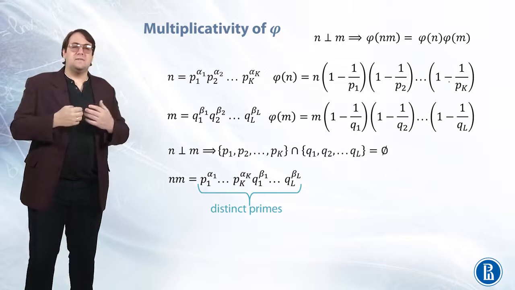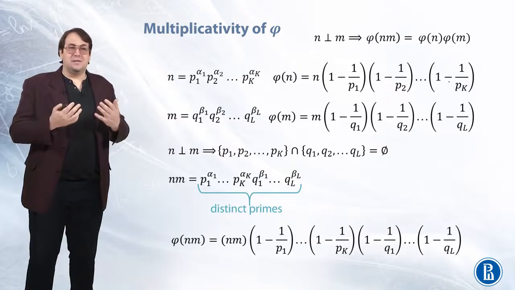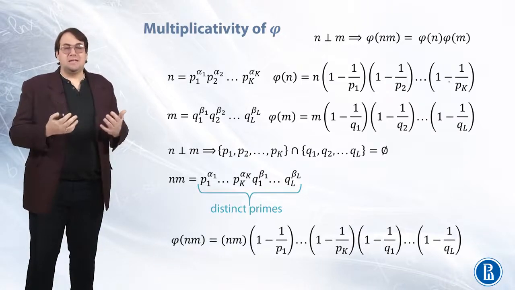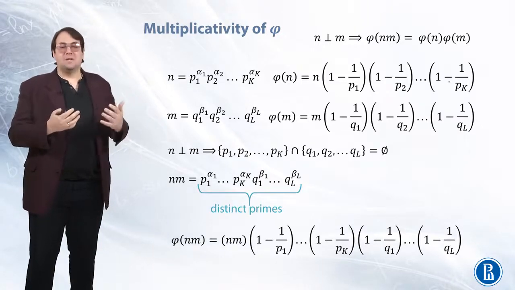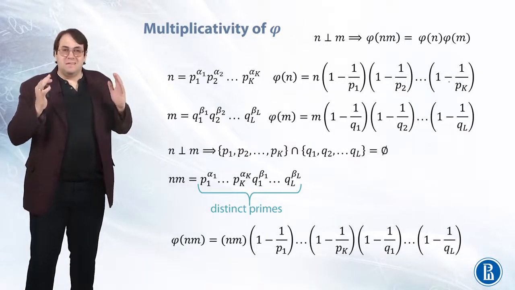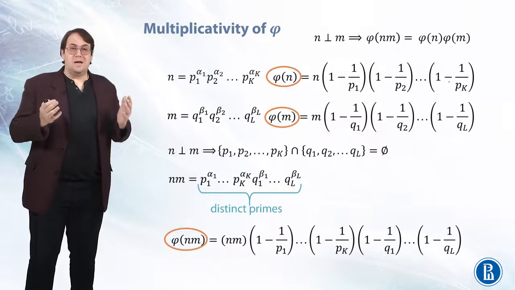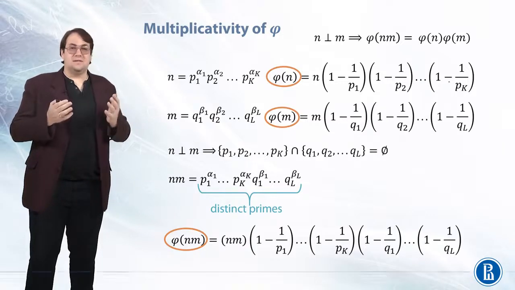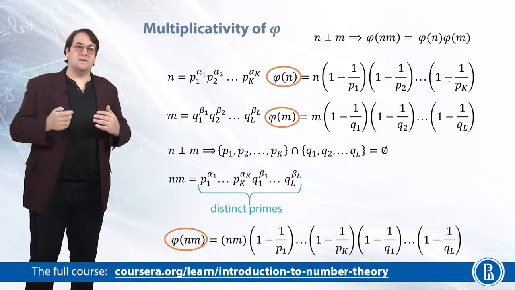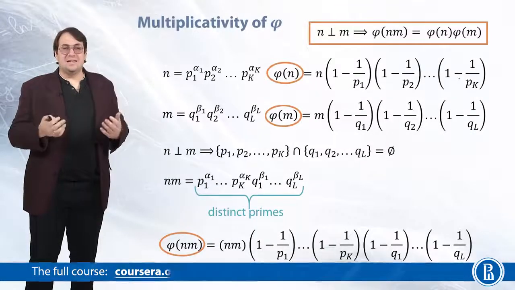So if we take the value of Euler's function for the product, then we will see the number itself, nm, multiplied by 1 minus 1 over prime number for all these prime numbers. So just take a look at these three formulas. I believe that now it is obvious that the lower one is equal to the product of the upper ones, which means that Euler's function is indeed multiplicative.